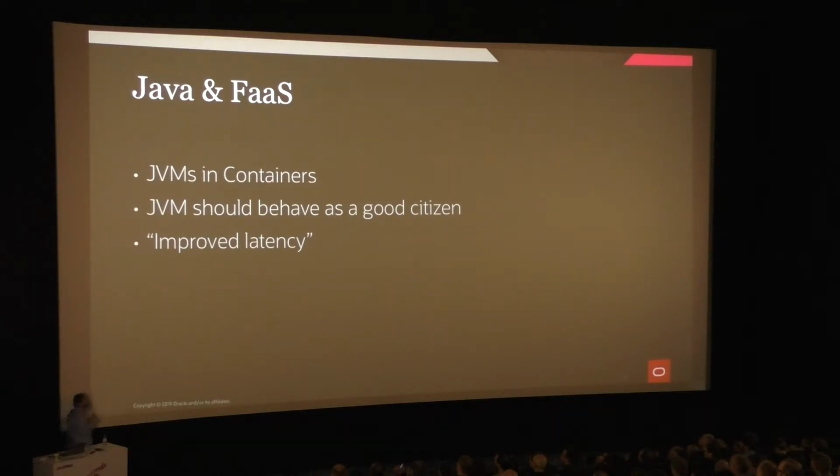So there are 2 things that we need to focus on. The first one, we need to make sure that the Java virtual machine behaves correctly whenever it runs within a container. That's something that we will see later on. And then we also need to work on the latency. Historically, Java has been optimized for long-running applications. We deploy an application in an application server. The deployment might take some time, 10 seconds, 1 minute. It doesn't really matter because that application will basically run for months.